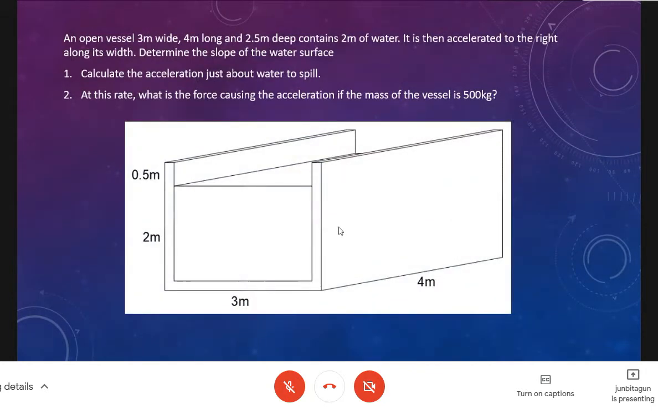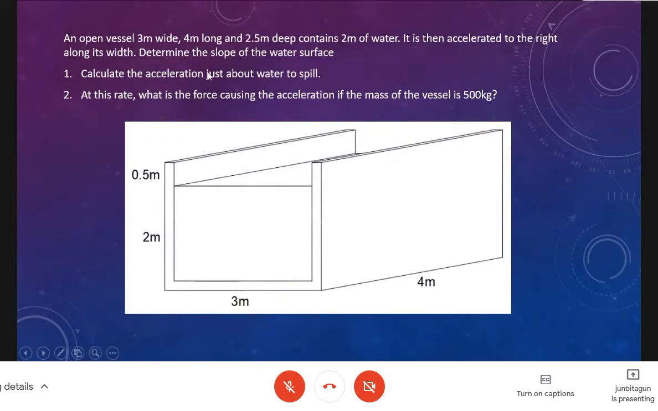So we have here a container with fluid inside. So dito, meron tayong 3 meters wide, 4 meters long, 2.5 meters deep na container which contains 2 meters deep of water. So accelerate siya to the right. Ngayon, hanapin daw natin yung slope ng water surface.